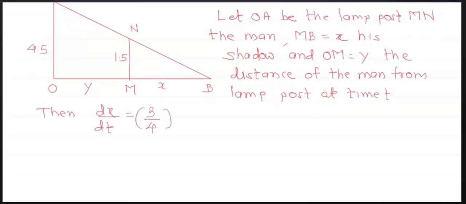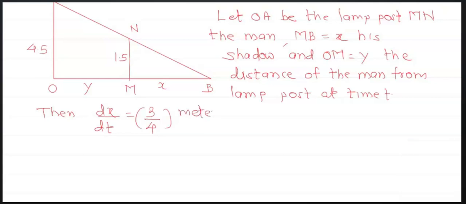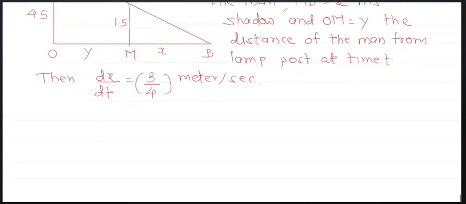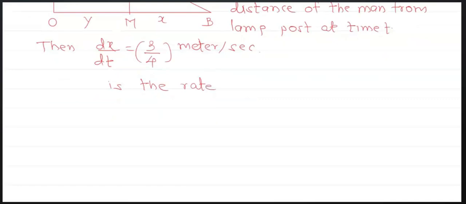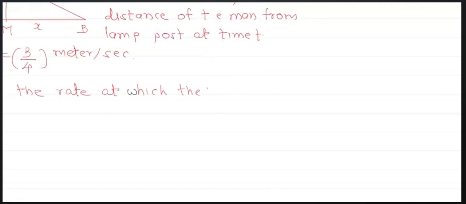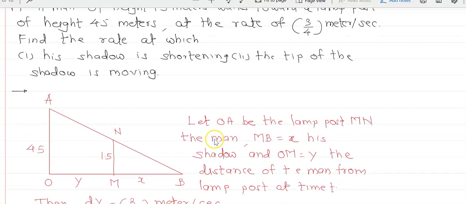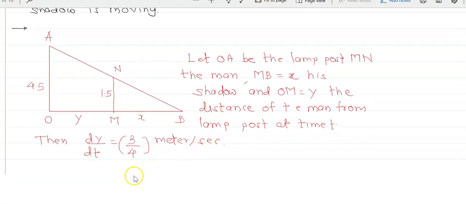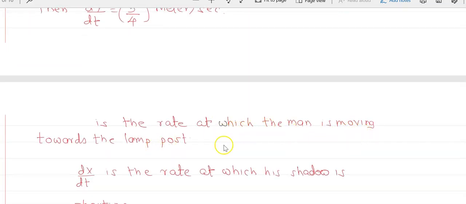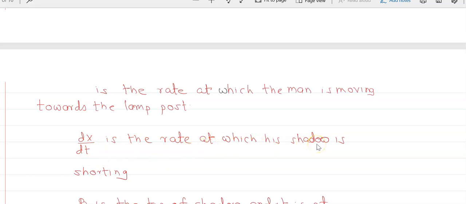at time t. dy upon dt is 3 by 4. That is, it is given that the man of height 1.5 meters walks towards the lamppost of height 4.5 meters at the rate of 3 by 4 meter per second. We will see here again on the board directly. This dy upon dt is 3 by 4 meter per second, the rate at which the man is moving towards the lamppost. dy by dt is given. dx upon dt is the rate at which the shadow is shortening.